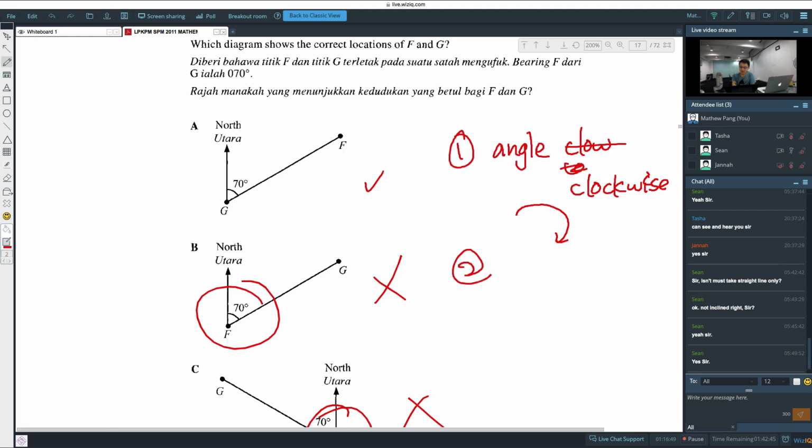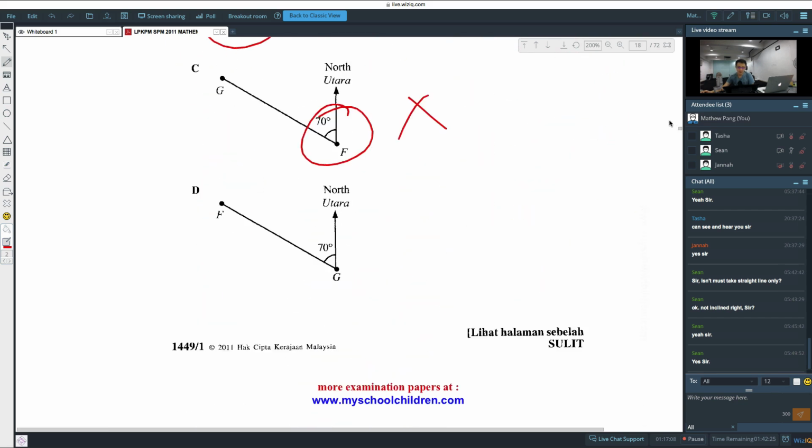Second, we calculate the angle always from the north. So you see A is from the north, and it rotates clockwise 70 degrees. So the answer is A. Have a look at D. Okay, the angle also starts at north, but then you find out the 70 actually rotates anti-clockwise. It can't be anti-clockwise, so this is wrong. You must obey the rule, it has to be clockwise. So the answer cannot be D.